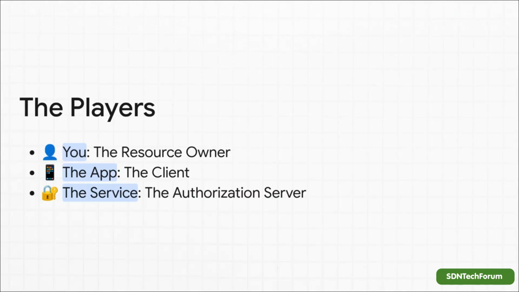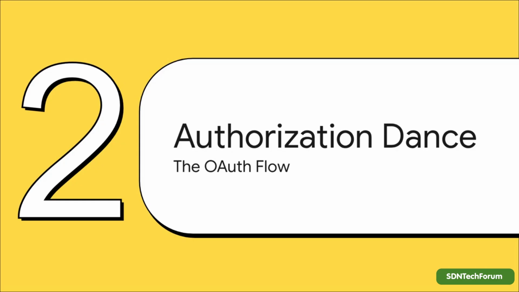Okay, so to see how this works, we need to meet the players in this little drama. First, there's you. You're the resource owner because it's your data. Then you have the app, our Terrible Pun of the Day, which is called the client. And finally, you've got the service, like Google, which plays the role of the authorization server, the ultimate gatekeeper. So you have these three players, and they have to engage in this really specific, secure, and coordinated process. You can kind of think of it like a well-choreographed dance.